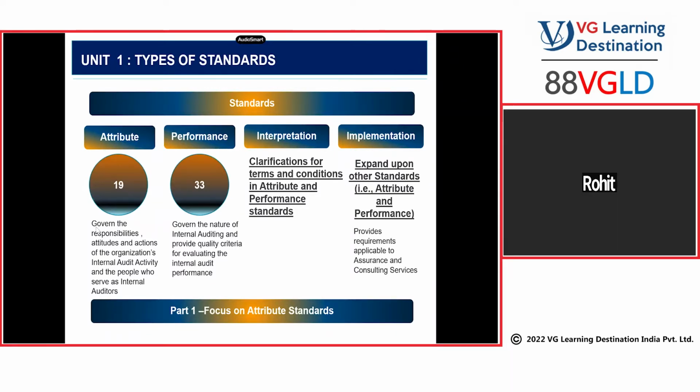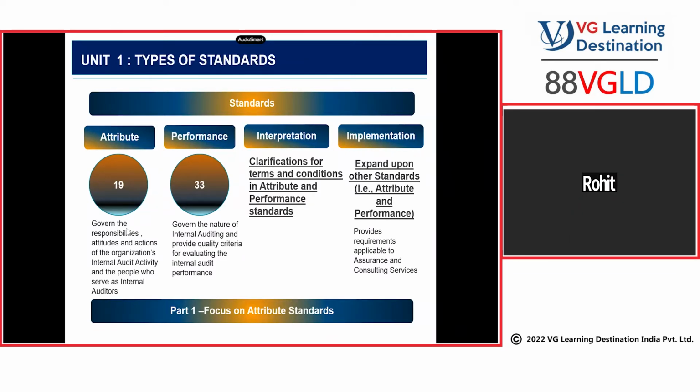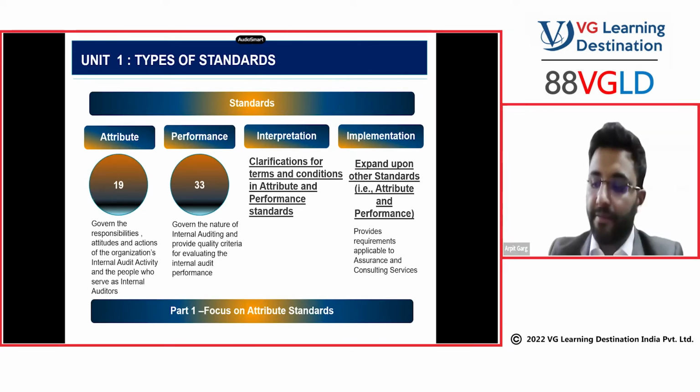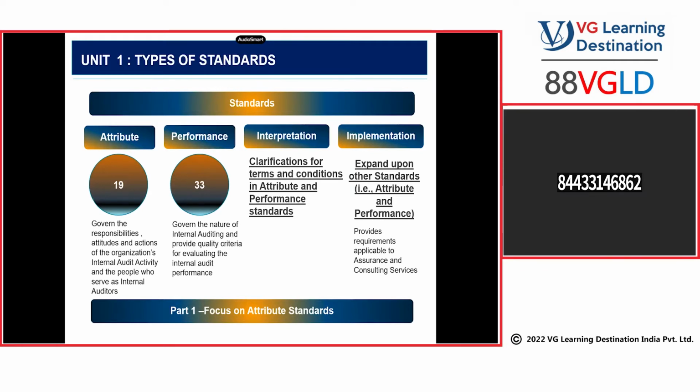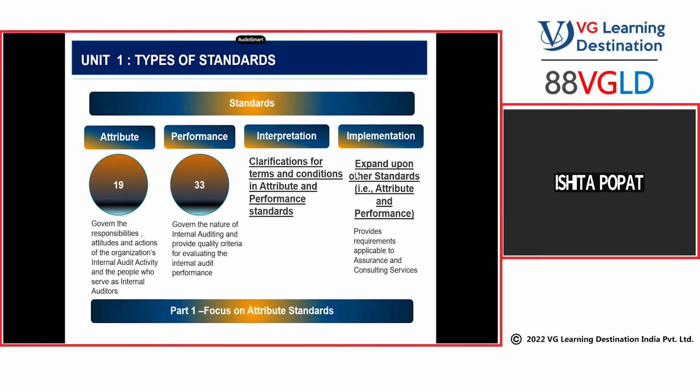What is the attribute standard? Can you all read this together? Attribute standards govern the responsibilities, attitudes, and actions of the organization's internal audit people who serve as internal auditors. What is the performance standard? It governs the nature of internal auditing and provides criteria for evaluating the internal audit performance. And interpretation standards are the clarifications for terms and conditions in attribute and performance standards. And implementation standards expand upon the other standards, attribute and performance.